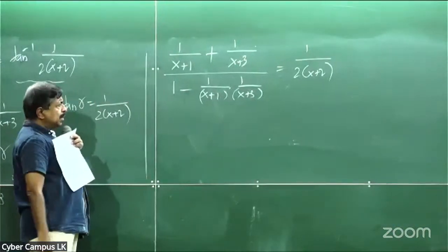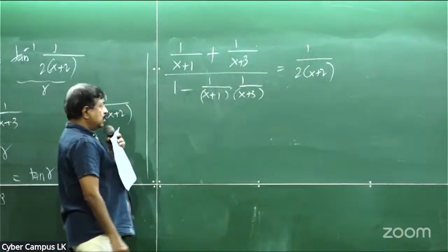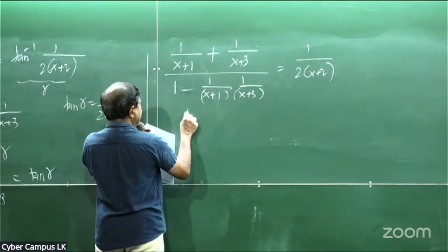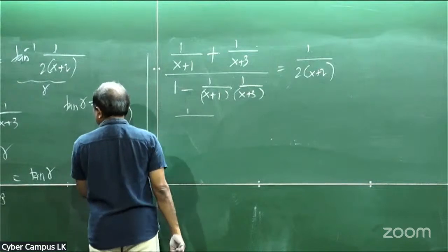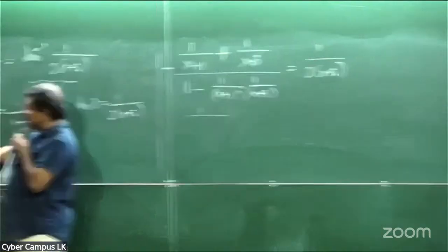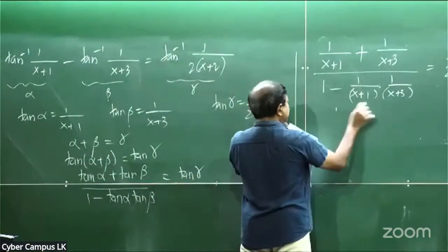Now we can multiply. I can take everything to one side, but first we have to multiply each and every term. Because x cannot be equal to -1, otherwise this doesn't exist. X is not equal to -3.